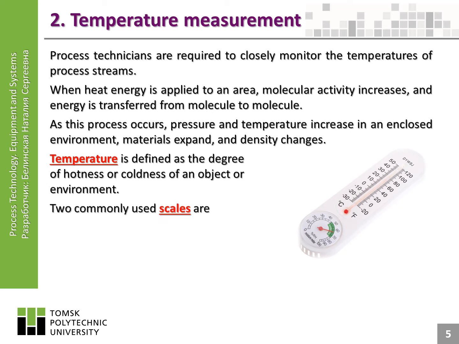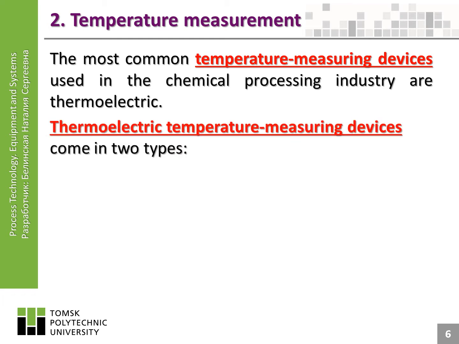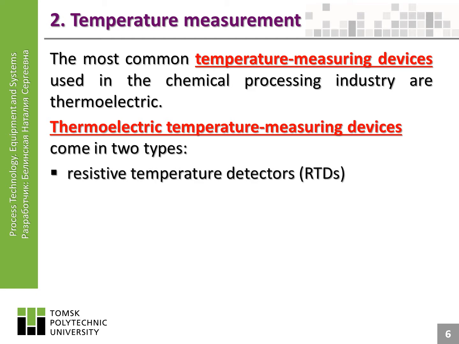Two commonly used scales are Fahrenheit, Celsius. The most common temperature measuring devices used in the chemical processing industry are thermoelectric. Thermoelectric temperature measuring devices come in two types: resistive temperature detectors (RTDs), thermocouples.